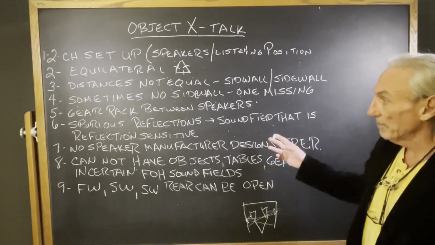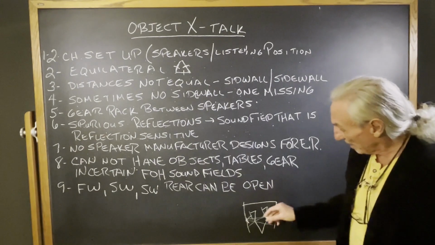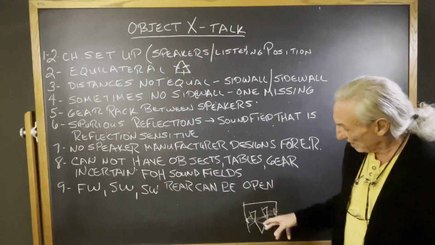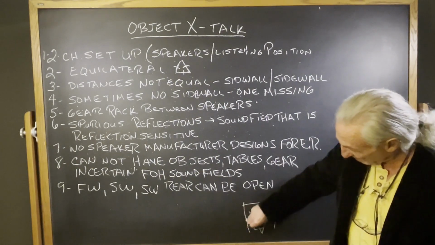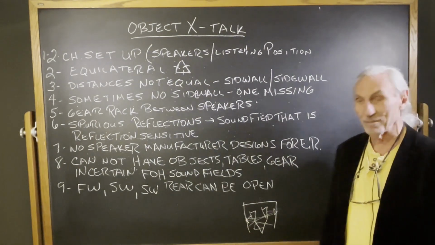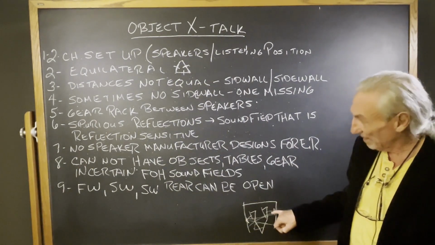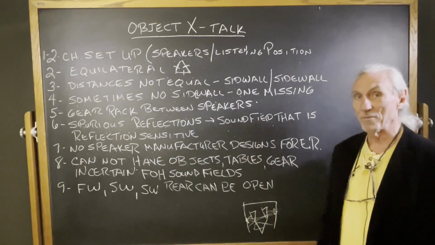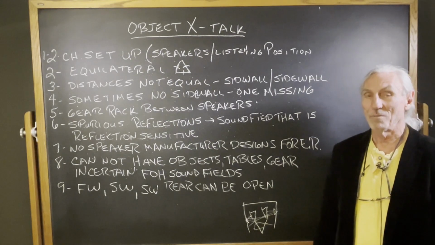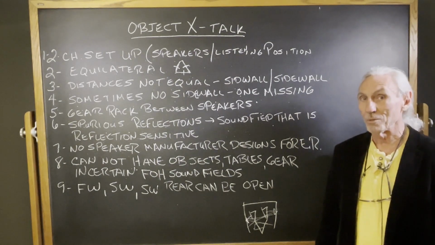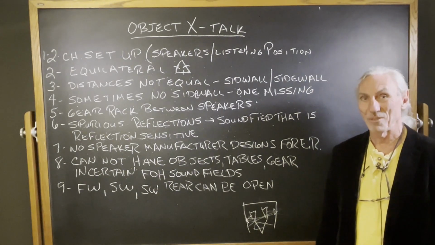Spurious reflection, sound field, very sensitive. Between the speakers to listening position, you know, some people have coffee tables here. You can't have all that kind of stuff. Can't have any objects here. There's no speaker manufacturer that designed his speaker and said, all right, we're going to make it sound good with a 4-foot equipment rack between them. You can't do that, okay?